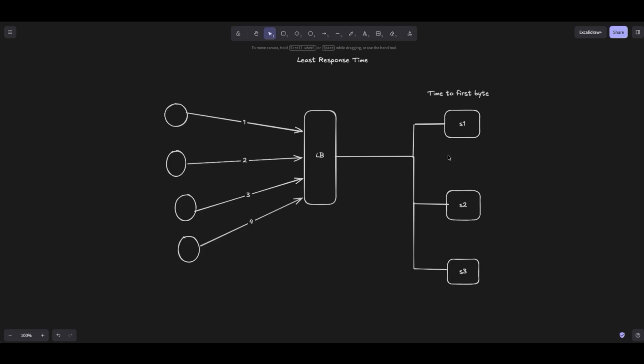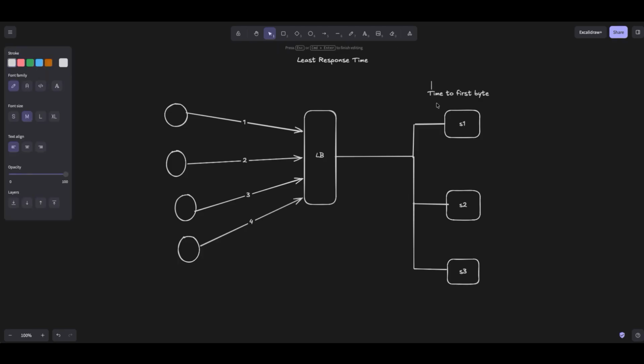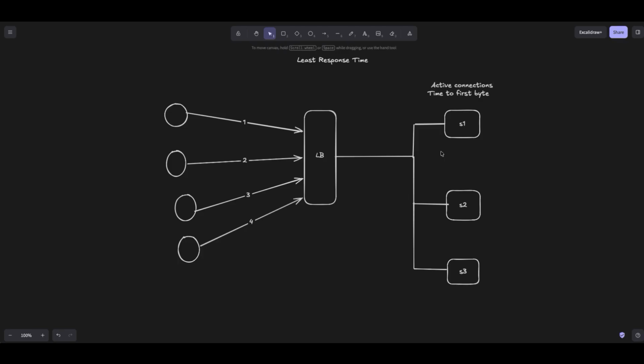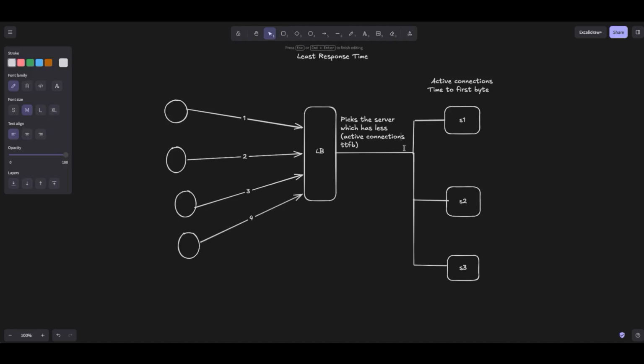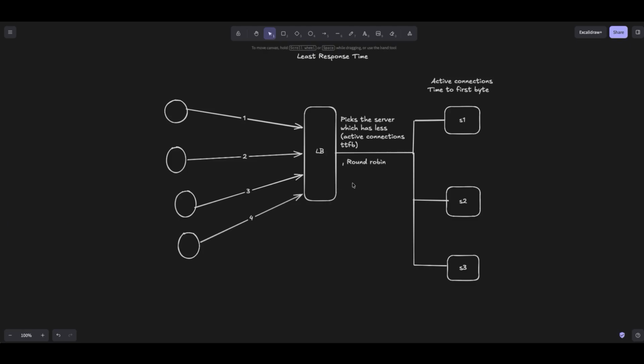So there are basically two parameters that are taken into consideration. First is time to first byte, and another one is the active connections. So it resolves the problem of the previous algorithm that doesn't take latency into consideration. So how will the load balancer decide? Whenever a request comes to the load balancer, it will pick the server which has the least active connections and time to first byte. It will do a multiplication for that. If let's say multiple servers give the same result, in that scenario the fallback will be round robin for those servers who have equal value for this calculation.